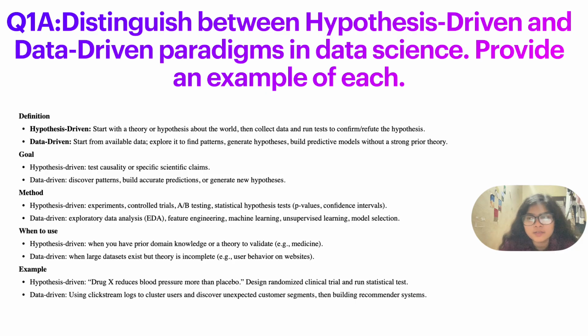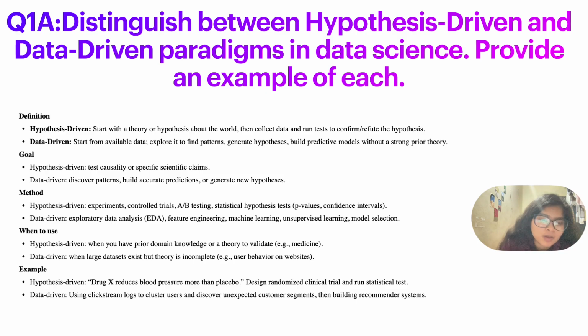In hypothesis driven, our focus is inclined to only one or two statements. But in data driven, there can be a number of problems that we can solve with the given data. Talking about methods, hypothesis driven includes experiments, controlled trials, A/B testing, statistical hypothesis tests. Data driven includes exploratory data analysis, feature engineering, machine learning, unsupervised learning, and model selection. All these methods lead to the efficient use of available data.